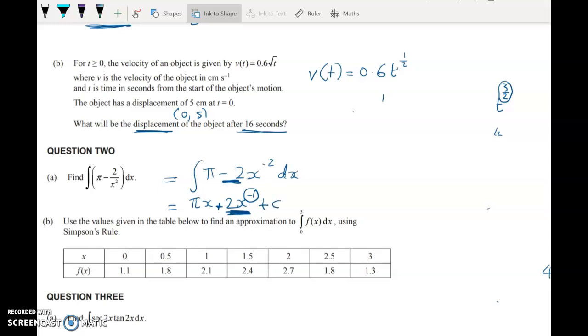Right, in the next one, we've got values in the table to find an approximation to this integral using Simpson's rule. So when we use Simpson's rule, we're using the y values, and we're looking at the width of each interval, and that width is what we're going to call h.